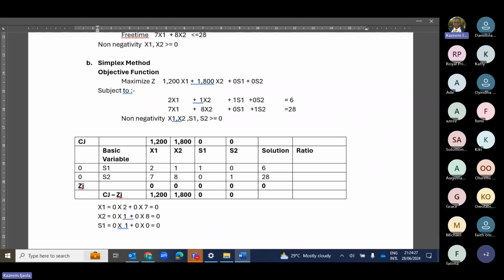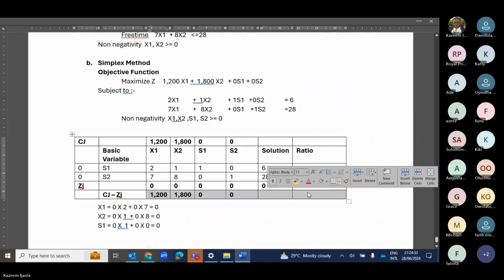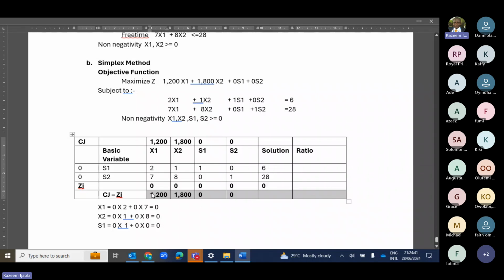Now that you have done this, you will discover that we have not arrived at the optimal solution. What do I mean by optimal solution? For a maximization problem, your optimal solution means that all your Cj minus Zj must either be 0 or negative. Now, we don't have negative. You can see here is okay, but we have a problem here, 12 and 18. That will lead us into Table 2. So this is Table 1, and now we will move on to Table 2.